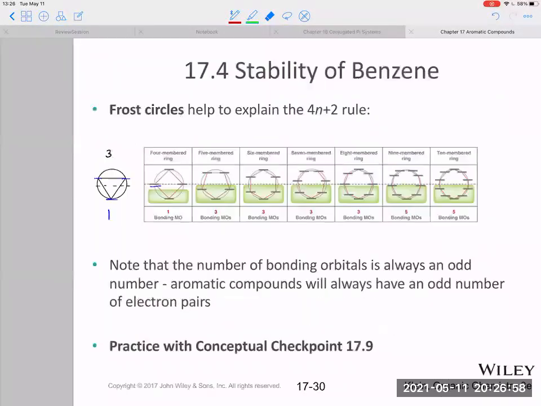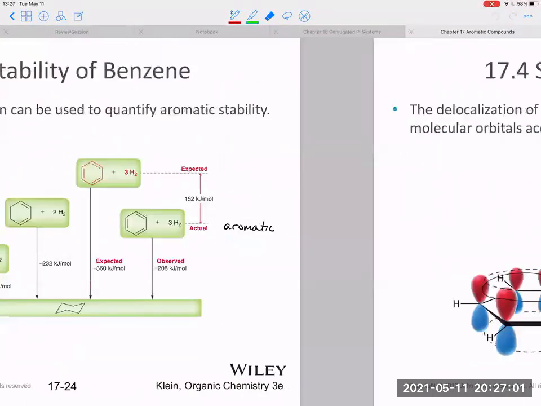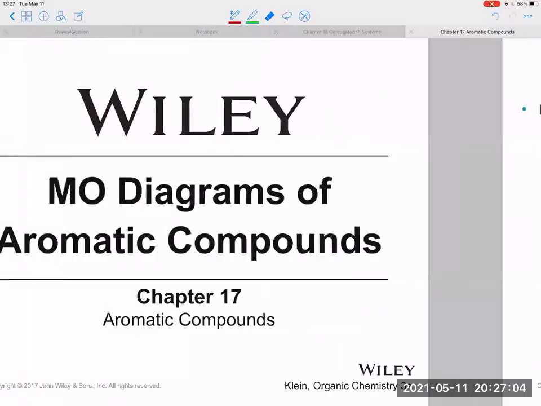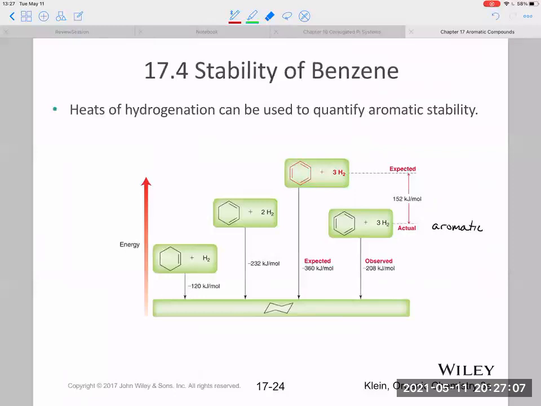Now let's talk about the rules for aromaticity, because this is probably the most important portion of this chapter. Let's remember what aromaticity does. In the same way that resonance structures mean you have a more stable molecule, aromaticity is like resonance on crack. It is a super stabilizing force. If you have one double bond on your 6-membered ring, it would release that much energy. If you multiply it by 3, that's how much you would expect benzene to release when it's reduced.